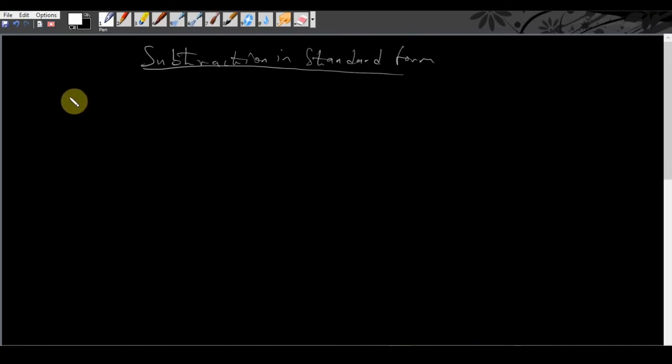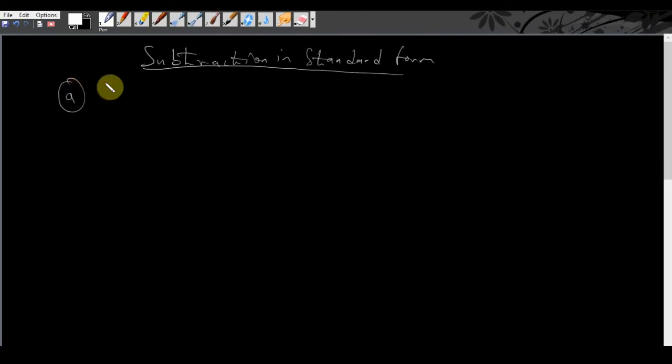Subtraction in standard form. Let's still use an example. Let's call this one A. Let's say we are given 0.0458 minus 0.00262. First of all, we have to convert it to standard form.